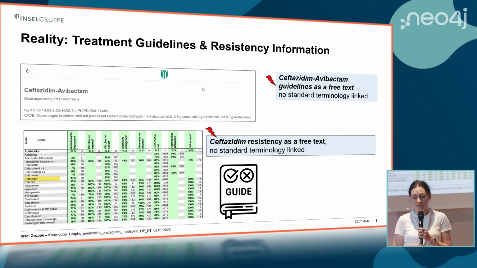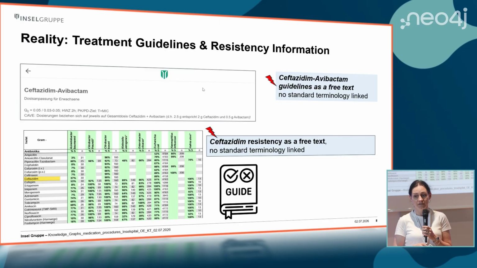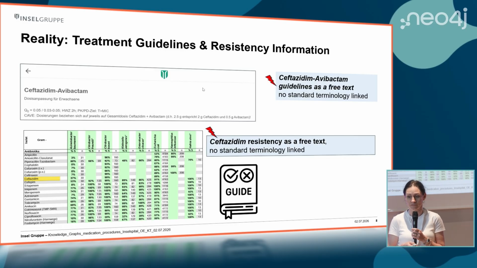The second thing is treatment guidelines, which are introduced by our infectious disease department. This is online, a PDF, so it's free text. They give advice on in which situation it's good to treat a patient with ceftazidime avibactam. But there is no terminology there, it's just free text. You can consult it, of course, it's available, but there is no linkage to the treatment itself.